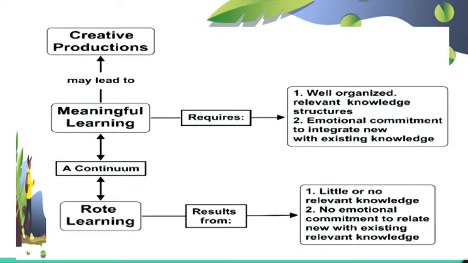As we can see on the screen, rote learning results in little or no relevant knowledge. No emotional commitment is there, and we can't relate new knowledge with the existing relevant knowledge. So, this is the limitation of rote learning. Meaningful learning requires well organized, relevant, structured information, and emotional commitment is also integrated, and we can integrate the new knowledge with the existing knowledge. So, this is meaningful learning, and meaningful learning may lead to creative production. So, if we want to develop creativity, we need meaningful learning, and for meaningful learning we need well organized information.